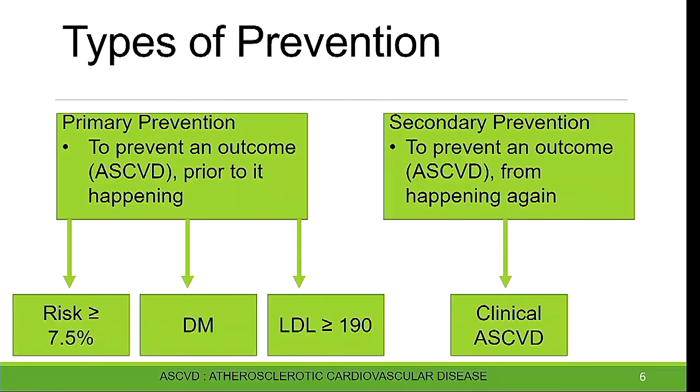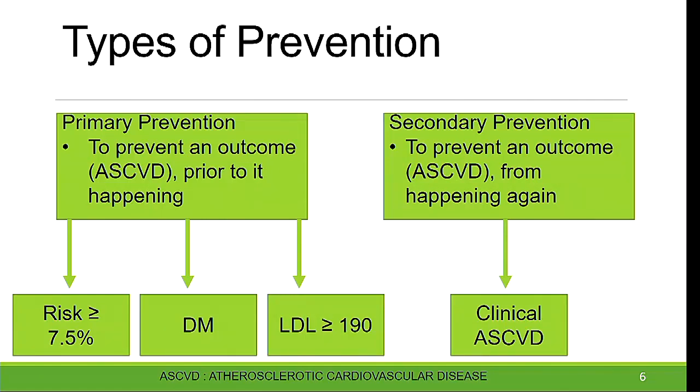All right, so getting into types of prevention. You've got two types of prevention. You've got primary and secondary. And the whole goal is that you're trying to prevent an outcome from happening. And in this case, we're talking about atherosclerotic cardiovascular disease. I've got it marked down here, and Dr. Dugan talked about it in the last lecture, and we'll talk about it again in a minute.